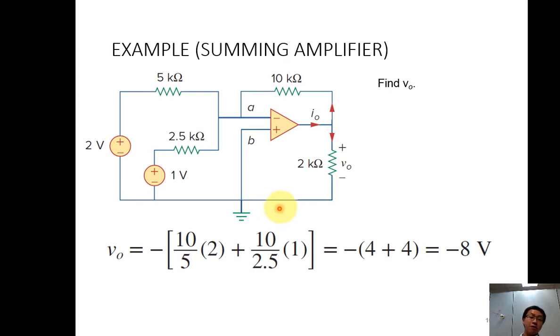Example of the summing amplifier. Yeah, for example, I use back the equation Vout equals negative. So now I have a 2 volt here. I use 10k divided by 5k, times 2, plus 10k divided by 2.5k, times 1. Then I have negative 8 volt here.